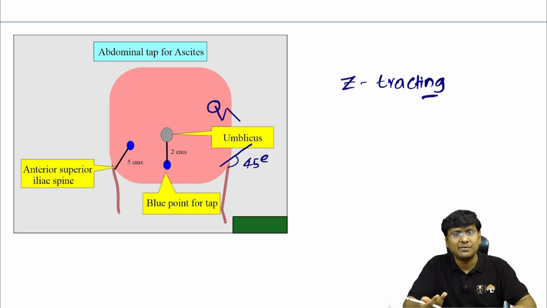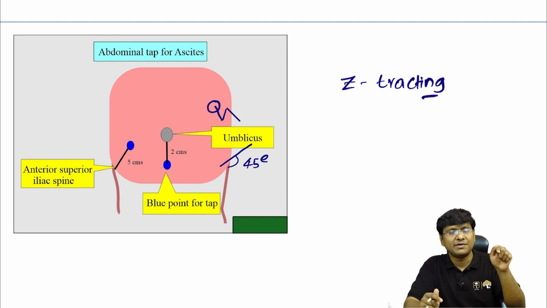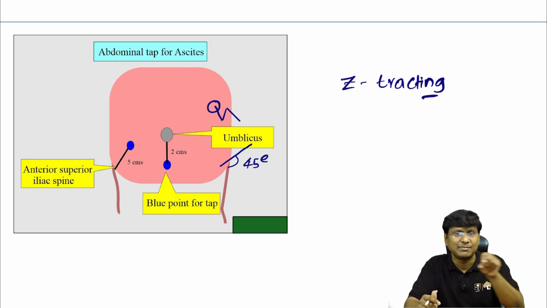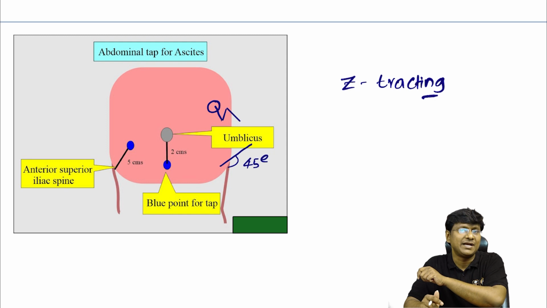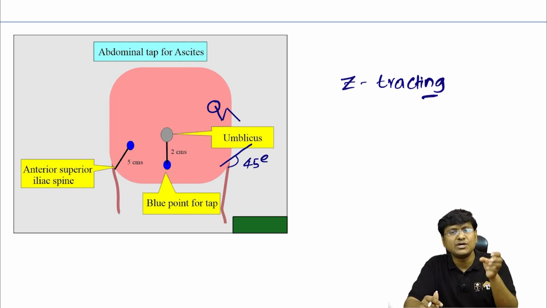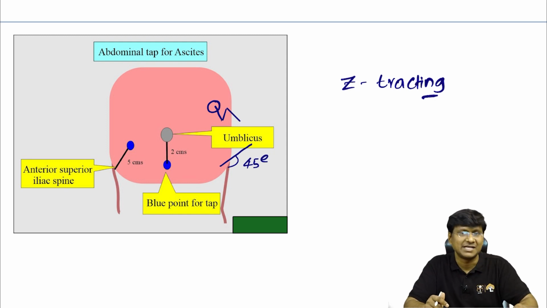By doing that, what is the advantage? The puncture you have created over the surface of the abdomen and the puncture over the peritoneal cavity are not in the same line. So even when you take out the needle, there will be no oozing of fluid from the peritoneal cavity onto the surface of the abdomen.